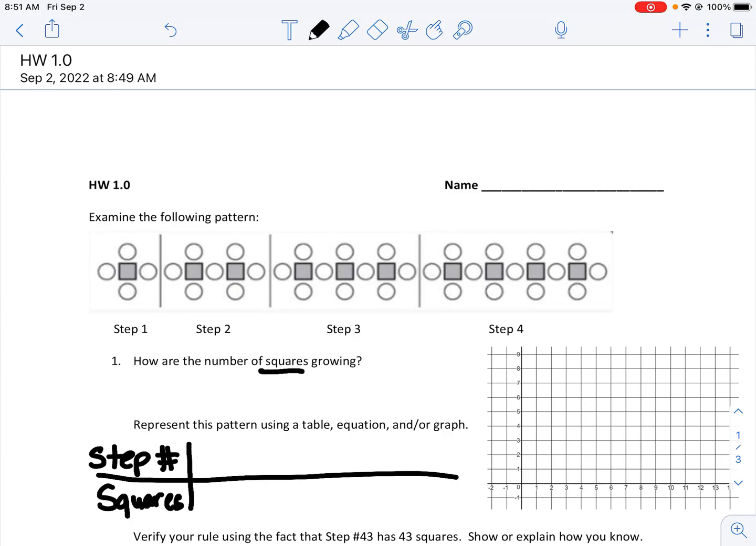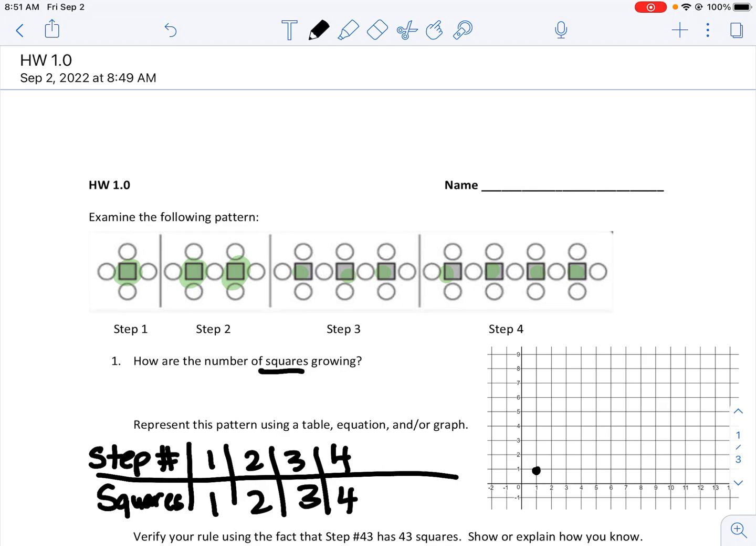So it looks like on step 1, I've got 1 square. So you can see that just in this picture here. On step 2, I've got 2 squares. On step 3, I've got 3 squares. On step 4, I've got 4 squares. So it looks like every time the step goes up, the squares go up.